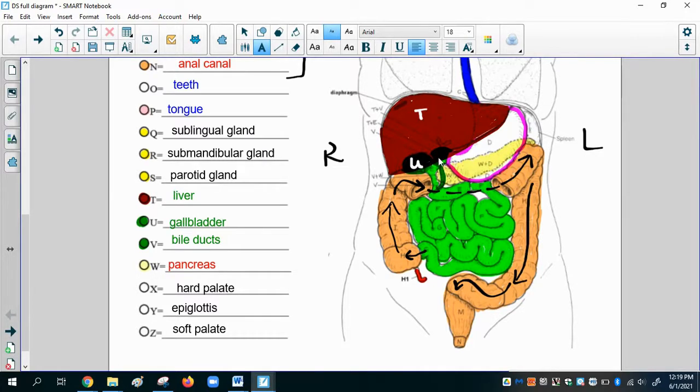And the stomach will push it into the three parts of the small intestine: duodenum, jejunum, and ileum, and then on to the large intestine, starting with the cecum, the ascending colon, the transverse colon, the descending colon, sigmoid colon, rectum, and finally, feces exits the anal canal. Our three major accessory organs that help with digestion are the liver, the pancreas, and the gallbladder.